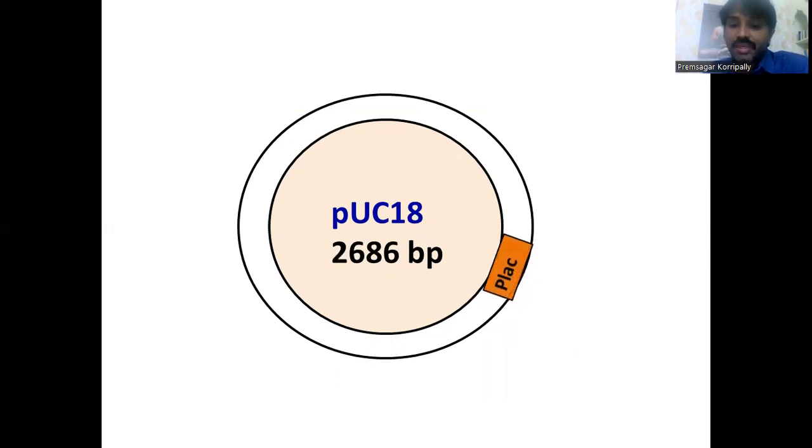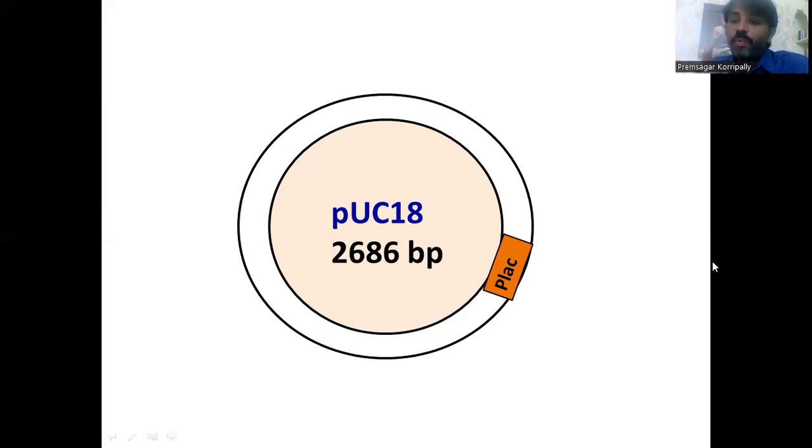Here pUC18 has a PLAC, that's a promoter. You all know promoters, right? Promoters are the sites for binding of RNA polymerase, and once it binds to the promoter, it initiates transcription. This PLAC promoter is isolated from the lac operon of E. coli. You all know the lac operon, right? The lac operon has three structural genes: beta galactosidase, transferase, and transporter. So they are in the operon.